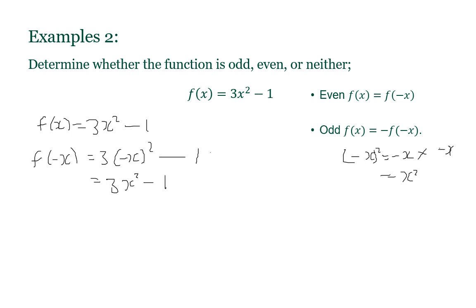And if you look at this, f of x is the same as f of minus x. So we have f of x is equal to f of minus x. So the function f is even from this condition.